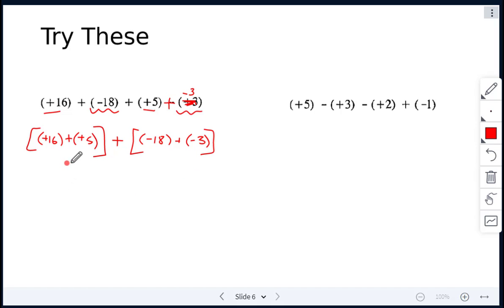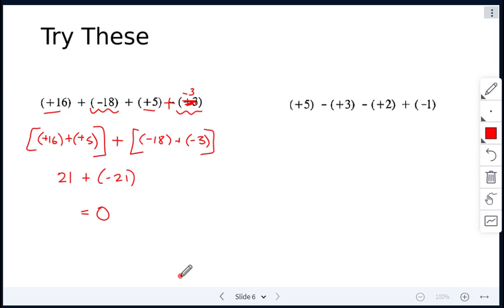All right, so here 16 plus 5 gives me 21. And then negative 18 plus negative 3 gives me negative 21. So 21 plus negative 21, your answer there is going to be 0.